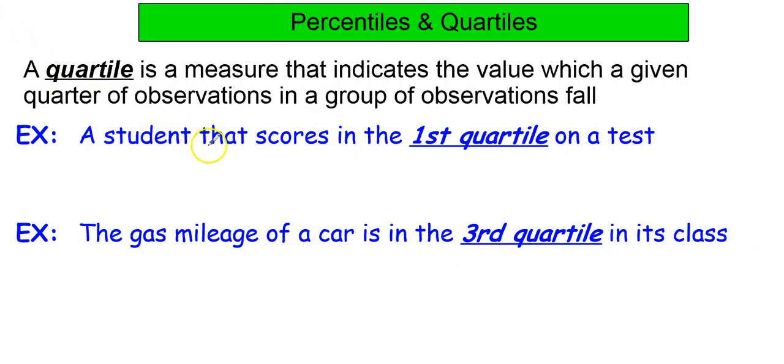A quartile is another way that we chop data into kind of groups. So quartile, very similar definition up here, but really we should be thinking quarters. All right, we're going to chop this data into quarters. A student that scores in the first quartile of a test, first quartile is going to correspond with the 25th percentile.